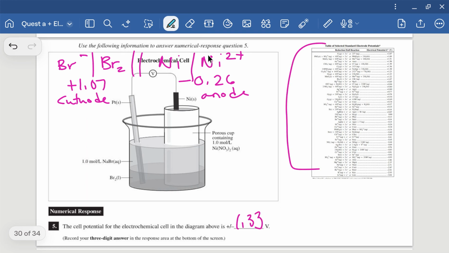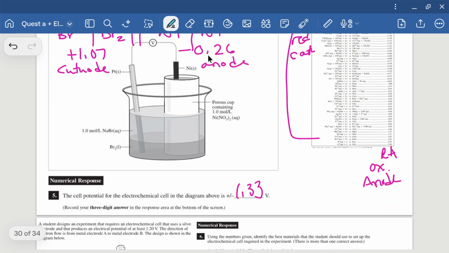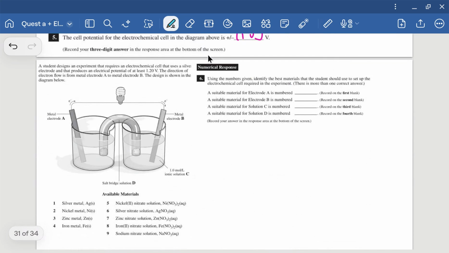So again, just looking at the table, finding the placements, your strongest OA is undergoing reduction, which is your cathode. Your strongest RA is undergoing oxidation, and that is your anode. And then your formula is always cathode minus anode.